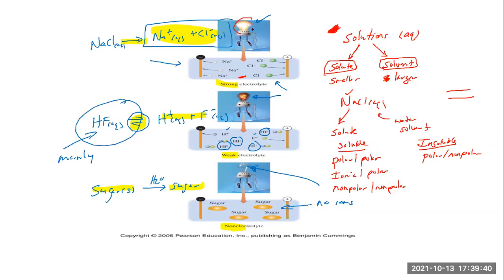The light bulb example is usually used a lot. The light bulb will go off very brightly because it's able to conduct electricity very, very well.